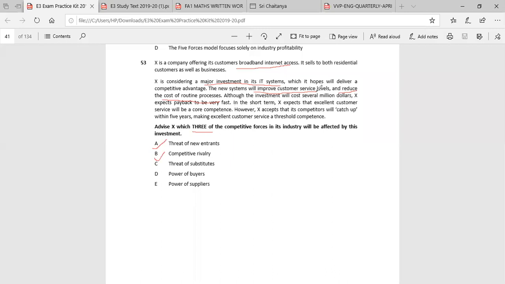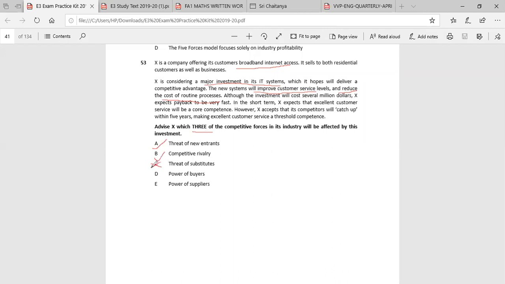In short, X expects excellent customer service to be a core competence. However, X expects that its competition will catch up within 5 years. So, do we see a substitute anywhere in this picture? We do not see that. So, threat of substitutes can be ruled out from this picture.